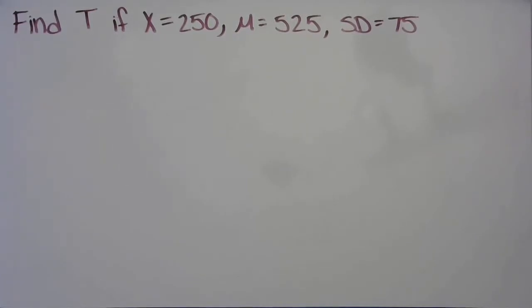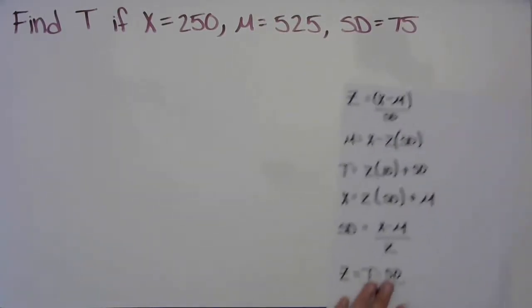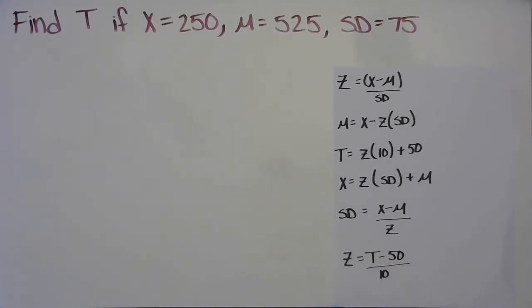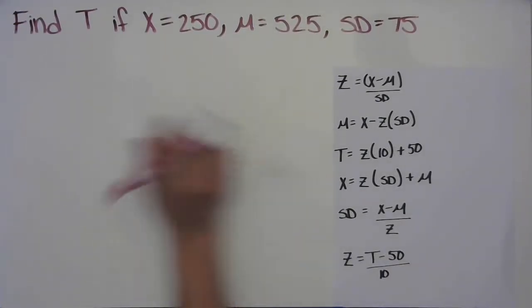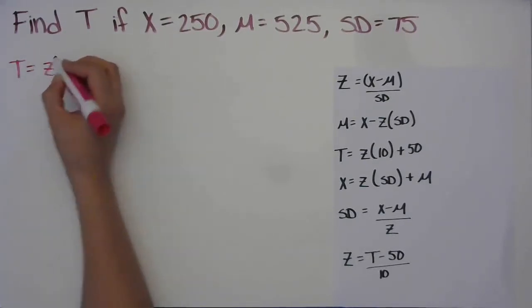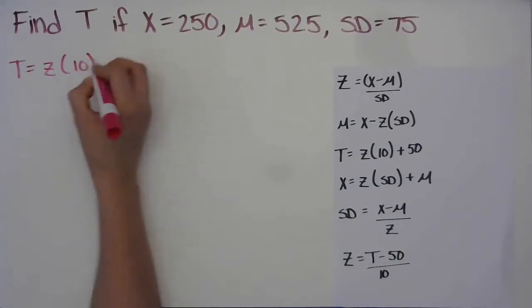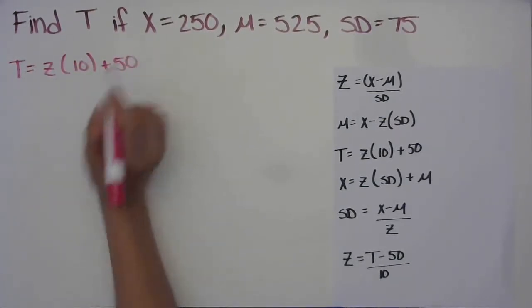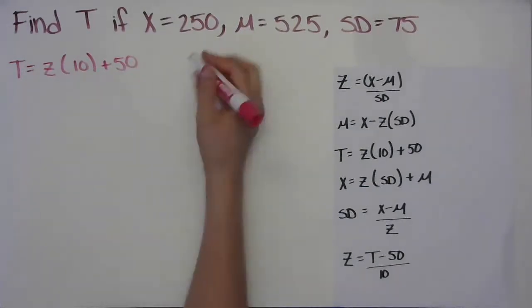For the last two problems, we will be using t-values to find z-scores and raw scores. So find t if x equals 250, the mean equals 525, and the standard deviation equals 75. So if we pull out our sheet here, okay, so we need to find t. So here is our formula for t right here. So we have t equals z times 10 plus 50.